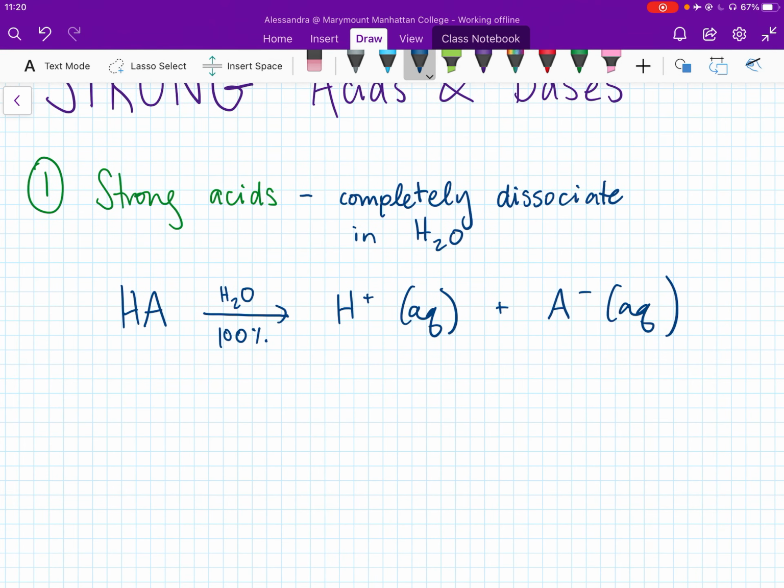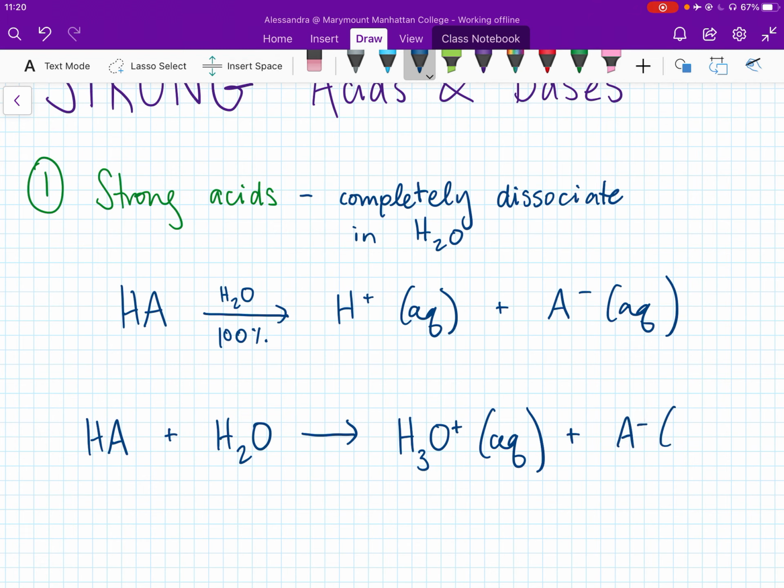Another way to write this reaction is that the acid HA interacts with water. Okay, so here, instead of putting water above the arrow, I'm including it as a reactant. If I write it that way, then instead of forming just a proton, I write the acid as hydronium, and the anion stays the same. So those are two absolutely synonymous ways of writing down the dissociation reaction for a strong acid.